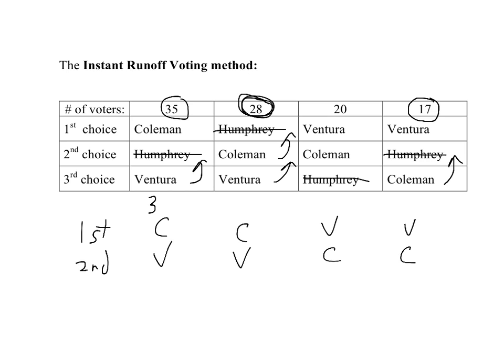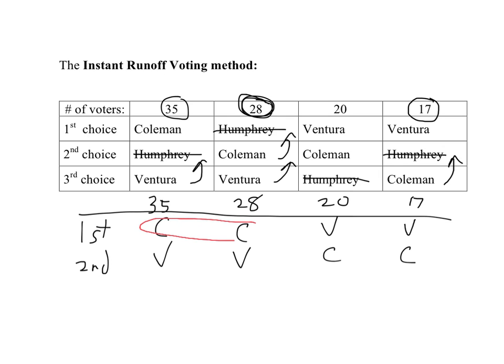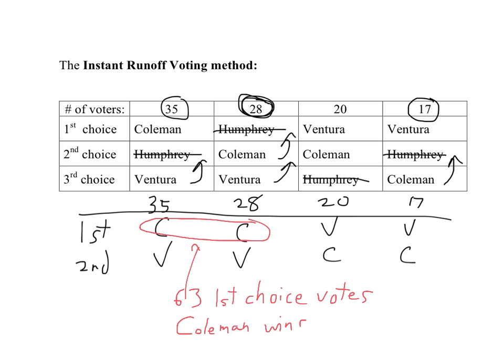So overall, I'm just recording again the number of votes. Overall, Coleman now has 63 first-choice votes. And that means that Ventura has only 37, so now Coleman has a majority of the first-choice votes at this runoff stage. So Coleman wins. Coleman is declared the winner in this runoff election. So that is instant runoff voting.